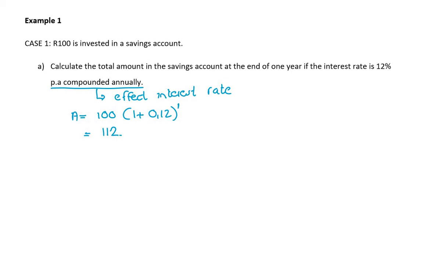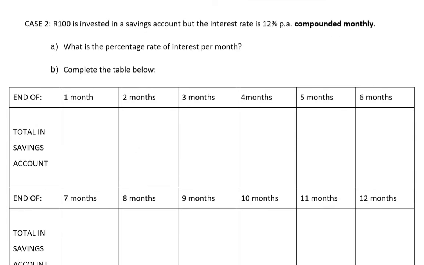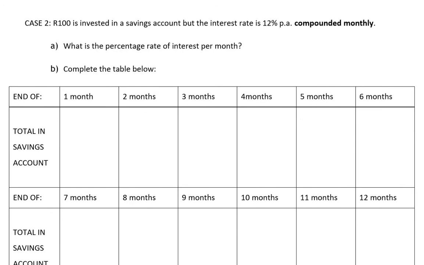Now let's look at the second case. The second case is exactly the same numbers. So 100 Rand is invested in a savings account, but this time the interest is 12% per annum compounded monthly. So this is now a nominal interest rate, just to practice those words, simply because the interest rate is compounded monthly, but it's given to you as per annum.